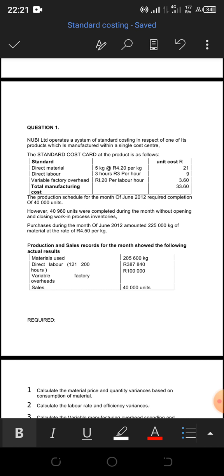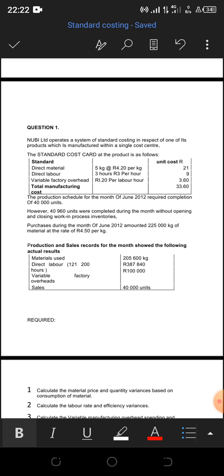Then the production schedule for the month of June 2012 requires completion of 40,000 units. However, 40,960 units were completed during the month without opening and closing work in progress inventory. Then the purchases for the month of June 2012 amounted to 225,000 kg of material at the rate of 450 per kg.